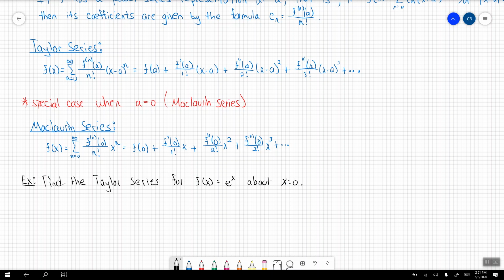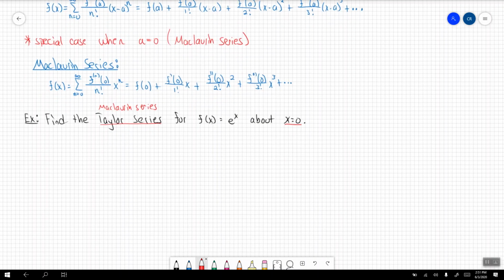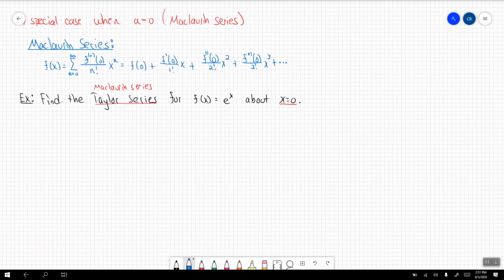What's really nice about this is that when I say Taylor series centered about x equals 0, this actually means that I'm going to be using Maclaurin series. Taylor series, taking the special case when a is equal to 0, just means we're going to be identifying the Maclaurin series. So let's now start interpreting this.